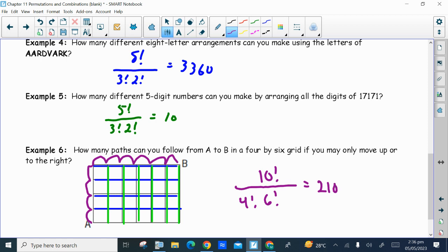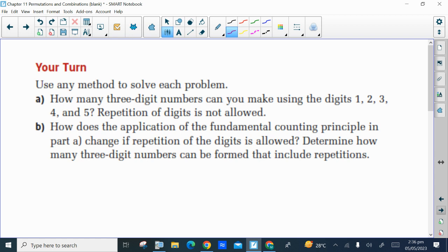Now, as we work our way through this chapter, we're going to see 2 other ways that we can do these types of questions. They're known as pathway questions. How many paths can you follow? So one is thinking about it in terms of repetition, but like I said, we're going to learn 2 other ways that we can do these types of questions. But let's do some more examples with these permutations and restrictions.